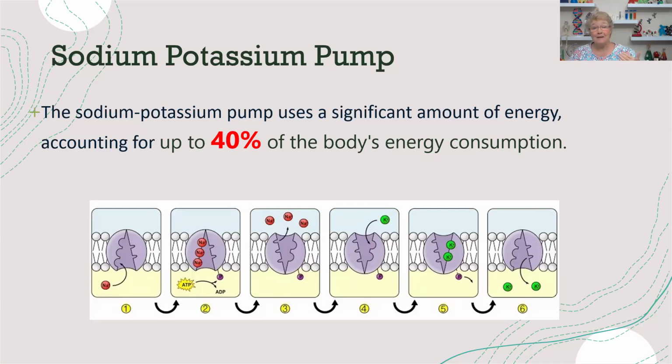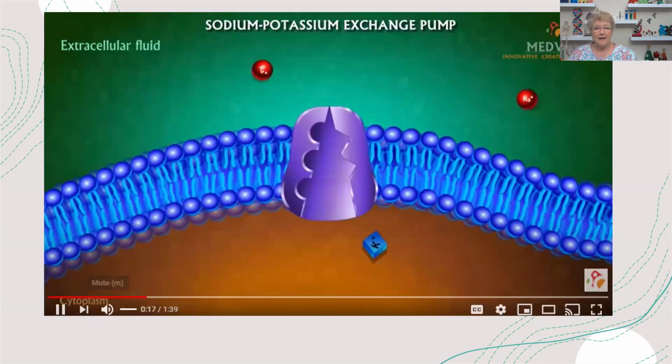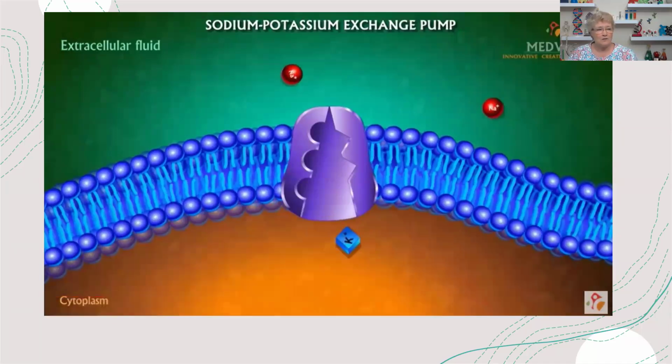That should give you an idea of how important this sodium potassium pump is. 40% of all the energy. So think of it as 40% of the food that you eat is converted into energy to power this pump. All right, so here you can see that ATP is needed and it's broken down to ADP to power this pump. So let's watch this.